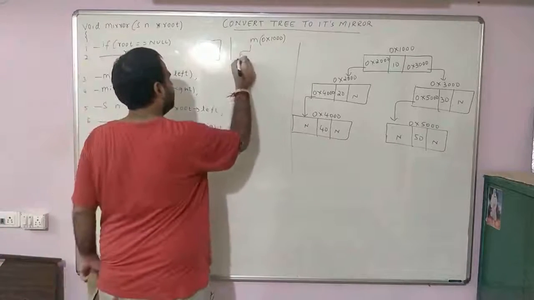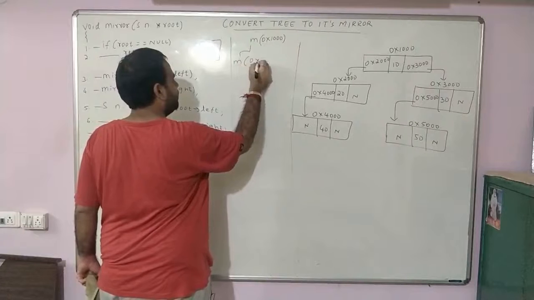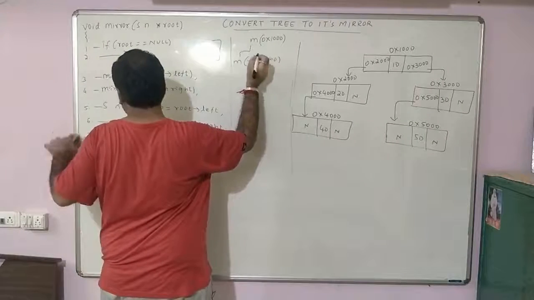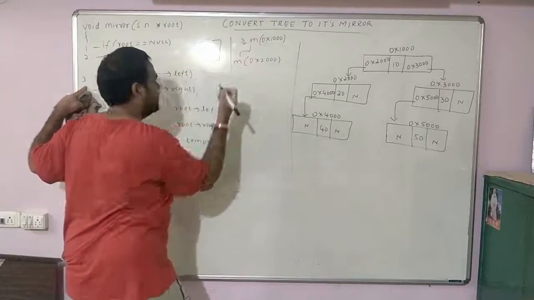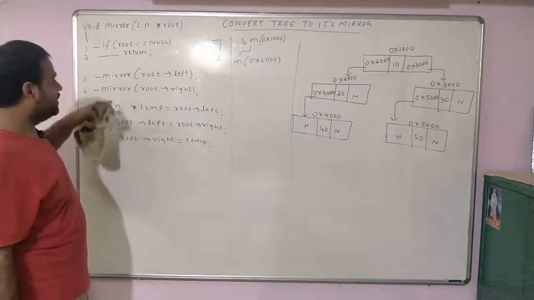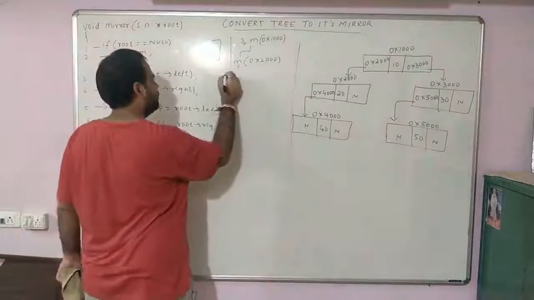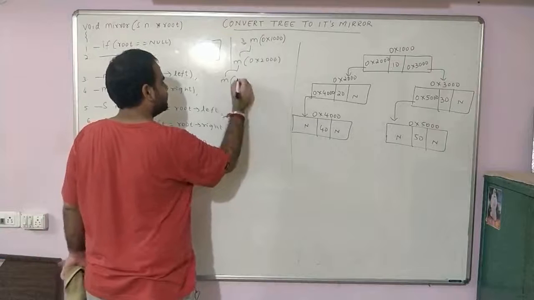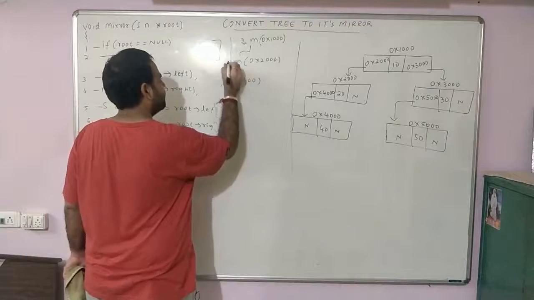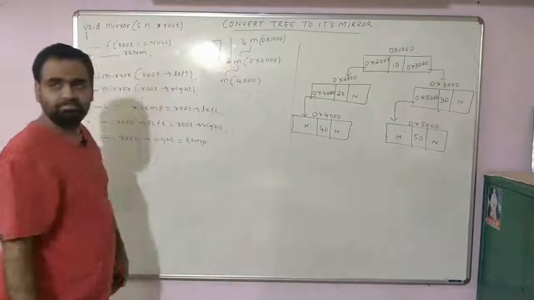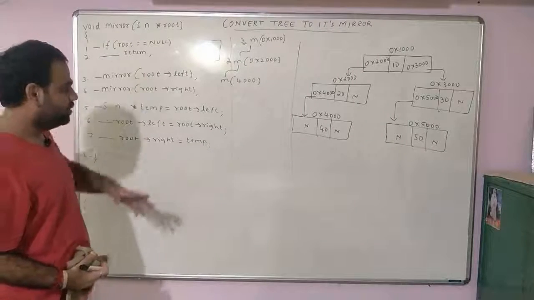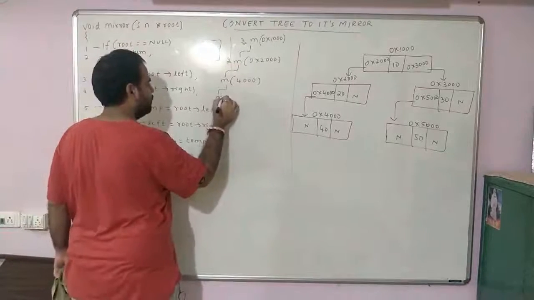Now when you say mirror of root arrow left, mirror of 1000 arrow left is what? 2000, and we are calling this from line number 3. Therefore it is line number 3. Is 2000 equal null? No, again we call the function mirror of 2000 arrow left, which is what? 4000, and we are writing this from line number 3. Is 4000 equal null? No, again we call the function mirror of root arrow left.